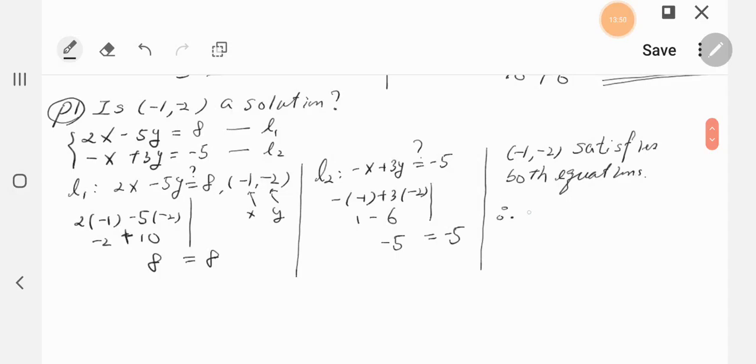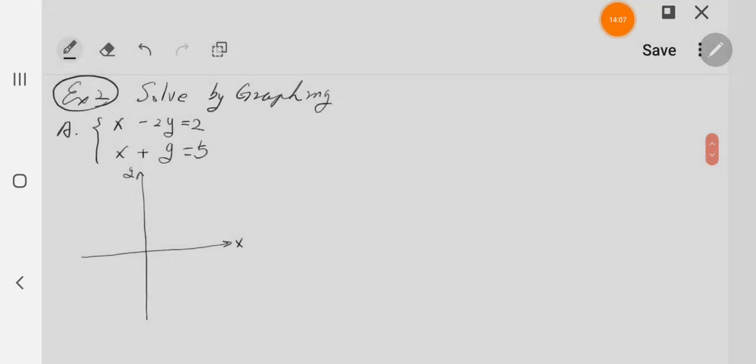So therefore, negative 1 and negative 2 is a solution. Actually, it's the only solution. That's the only solution, because there's only one solution, right? All right, this is simple. Okay, let's keep doing exercises.